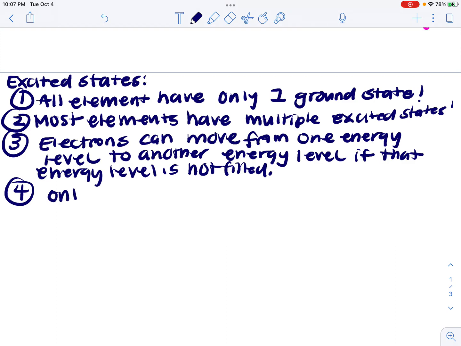And finally, we're only focusing on the first 3 energy levels. I won't give you any problems that have to go past that because that involves opening up a d orbital, and we'll talk a little bit about that at the end.